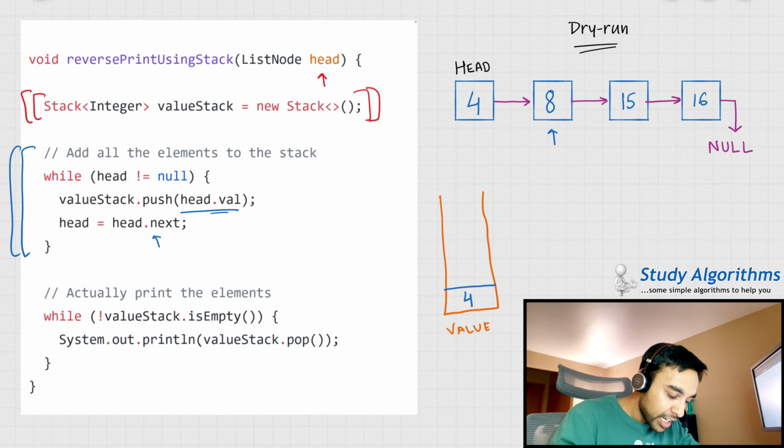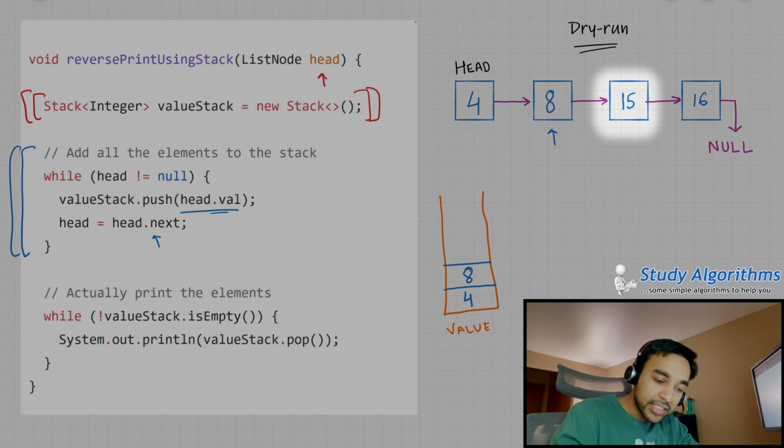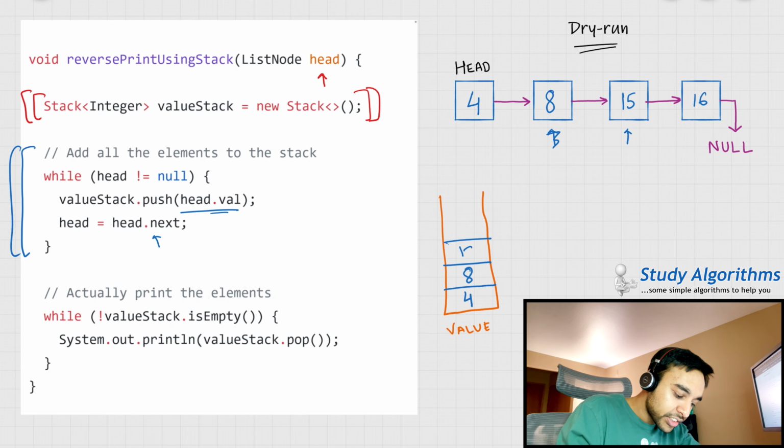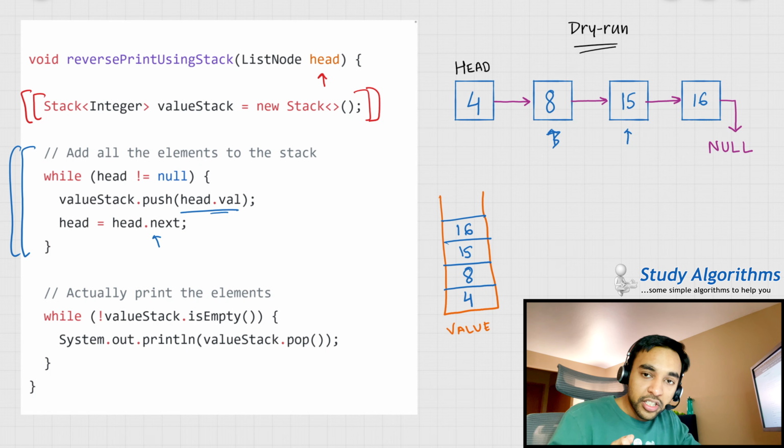This loop will run again and it will push the value 8 this time. It again does a next and goes to the next value 15. It pushes 15 into the stack and then eventually it pushes 16. It reaches a null and then it stops. So far, your stack has now been completed.